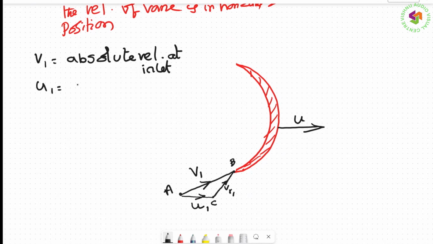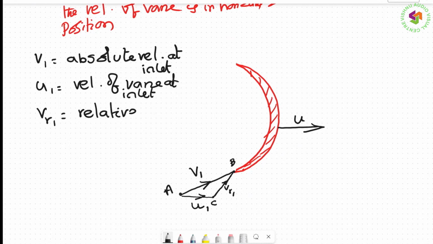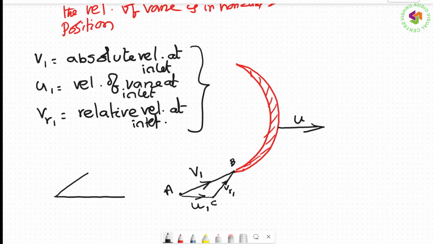Similarly, what is u1? It is equal to the velocity of vane at inlet. And what is VR1? It is the relative velocity or effective velocity at inlet. So between these three, if you draw a triangle, that is what we call the velocity triangle at inlet. Again, I will draw it bigger: V1, VR1, U1.